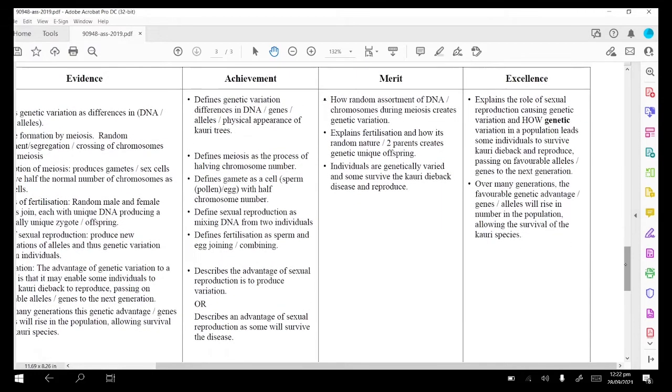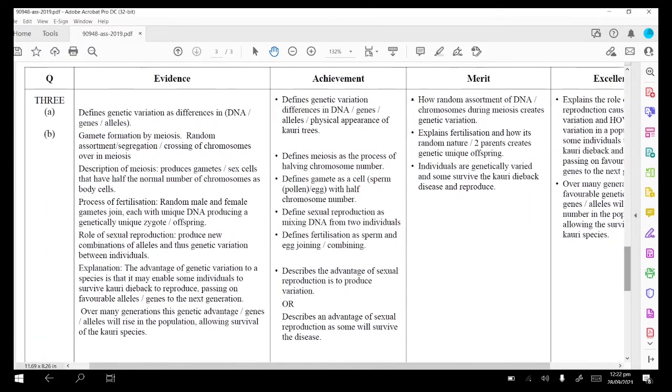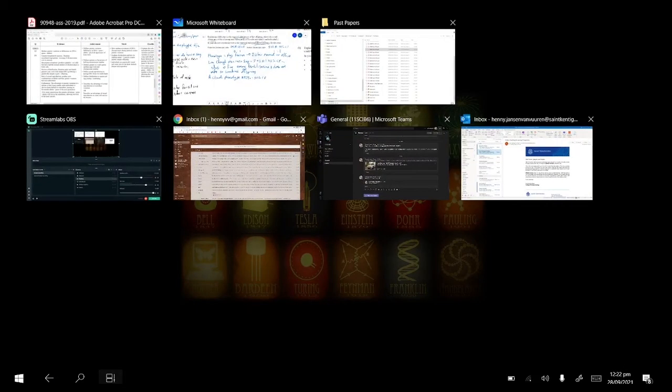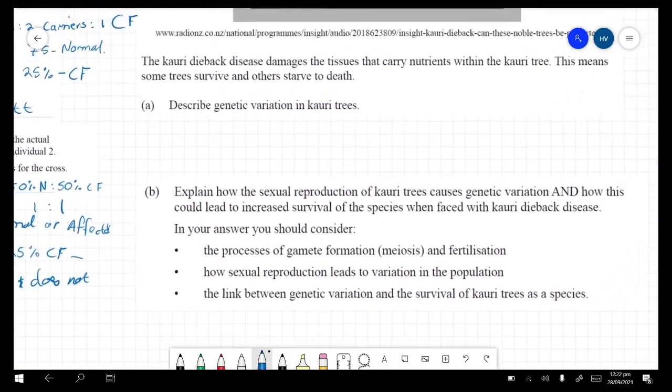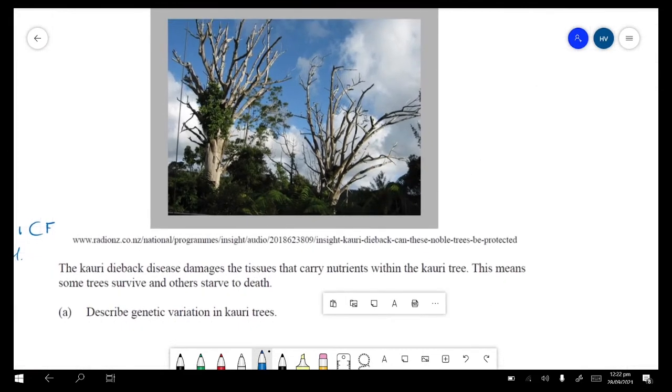Okay, here's question 3. So we're going on to question 3 over here. Ooh, kauri dieback.